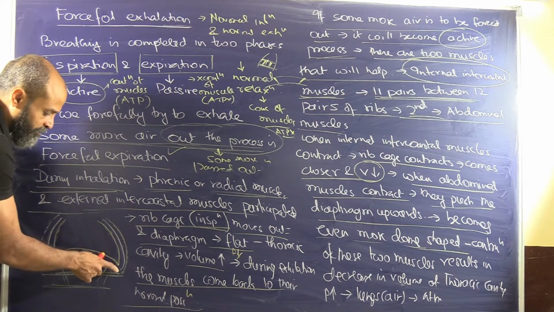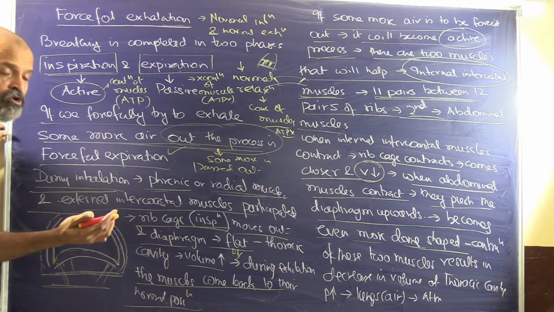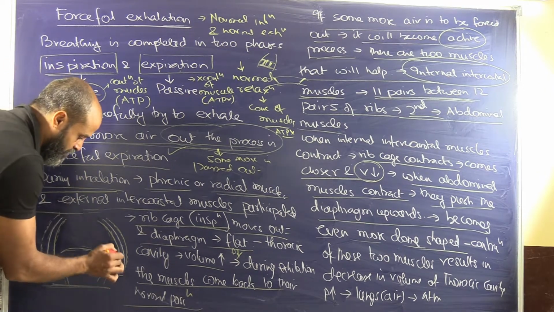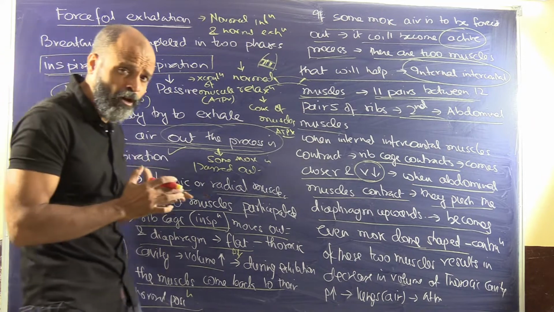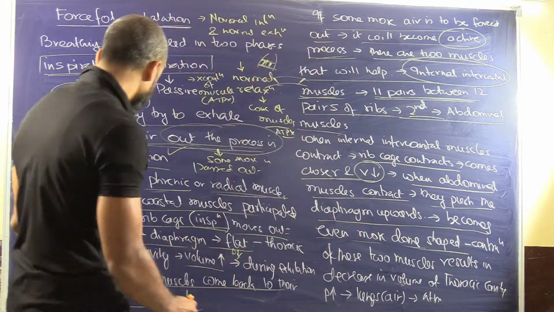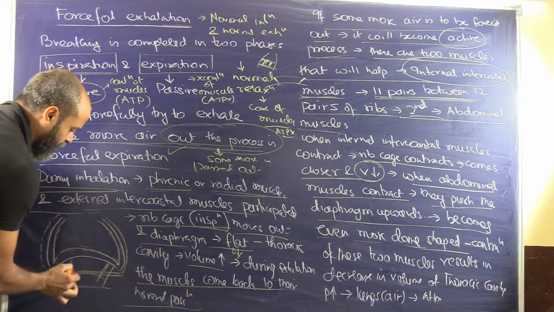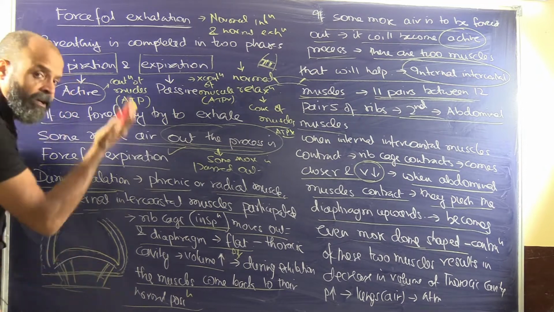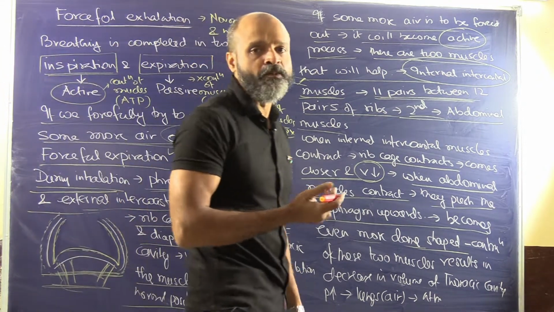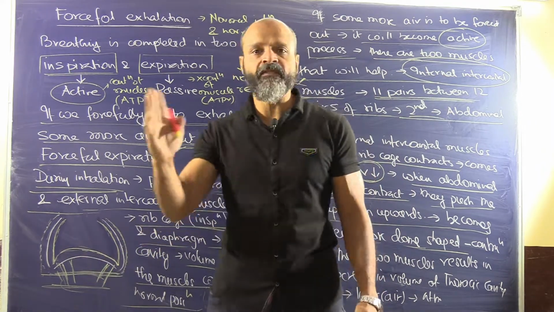During expiration, this is the normal position. However, during forceful expiration, this is the position wherein the volume becomes further lesser. Okay, the diaphragm, so what happens is these abdominal muscles push, and the abdomen basically pushes the diaphragm further. So it becomes more dome shaped.